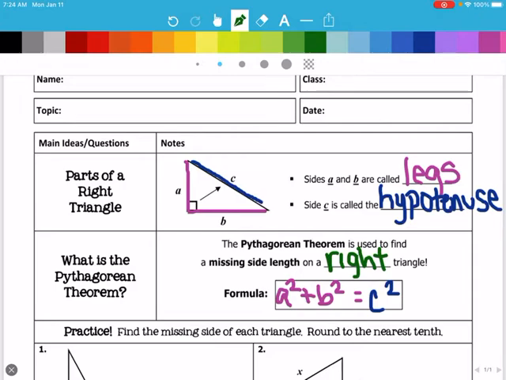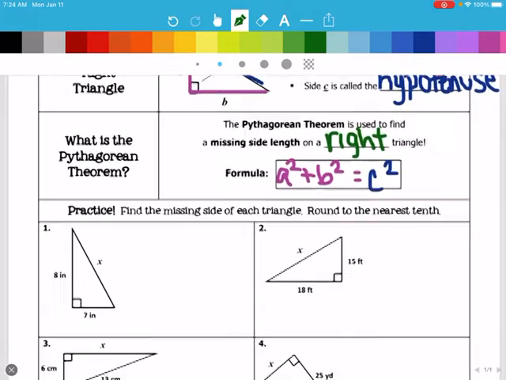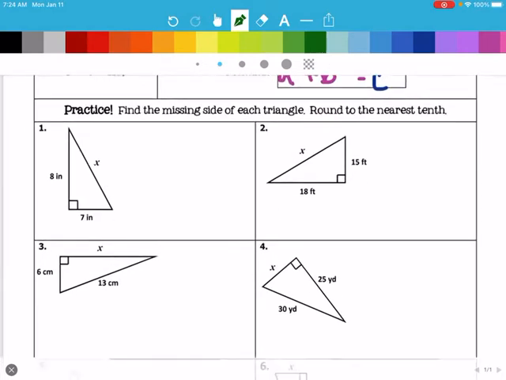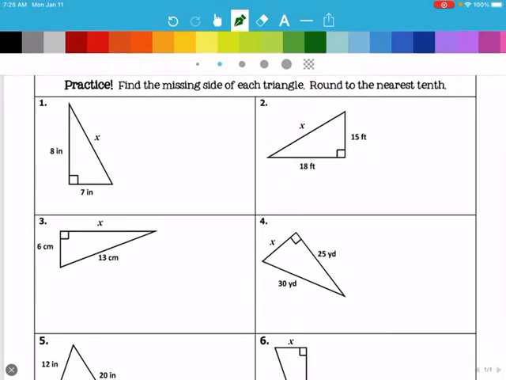Okay, now that we've got that out of the way, let's start practicing. So we always want to note where our variable is. So I'm going to color in that side. And I'm noticing it is across from that 90-degree angle. It's not part of making it. So that means I am missing the hypotenuse. So in this case, I could do 8 squared plus 7 squared equals my x squared.